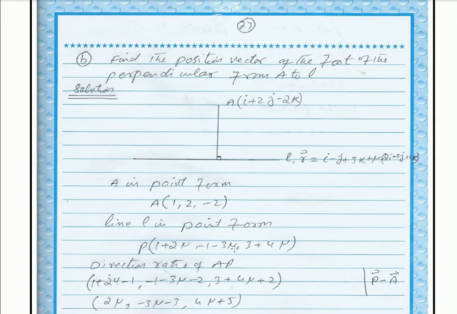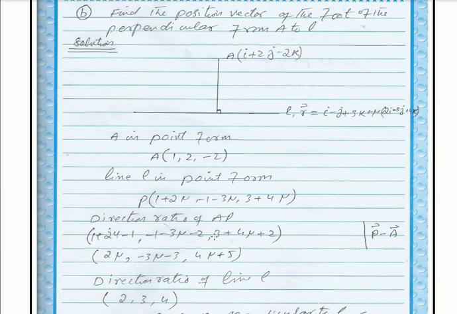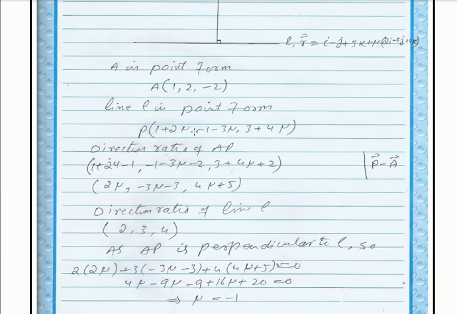For part B, find the position vector of the foot of the perpendicular from A to L. The point A is i + 2j - 2k and the line L, as given in the question statement, is r = i - j + 3k + μ(2i - 3j + 4k). The point form of the given A vector is (1, 2, -2) and the line in point form is (1 + 2μ, -1 - 3μ, 3 + 4μ).